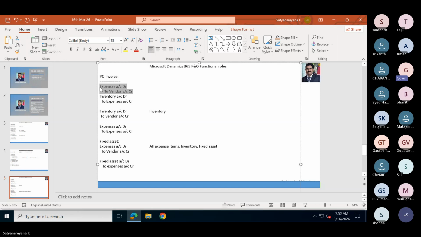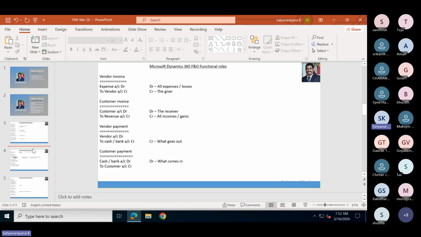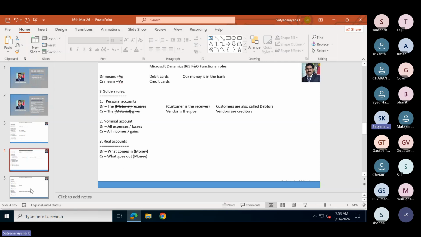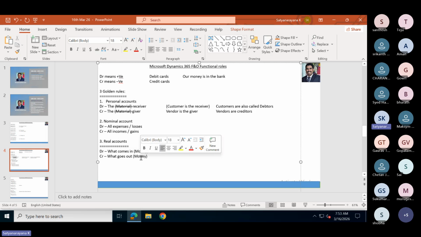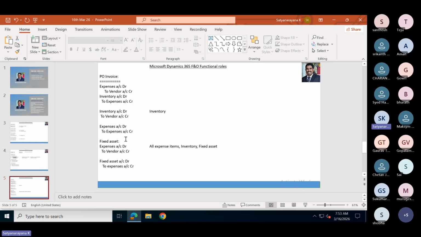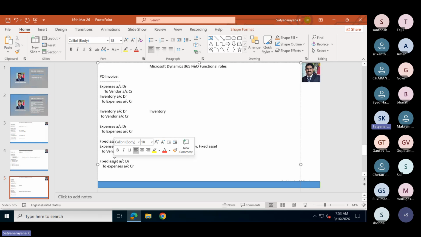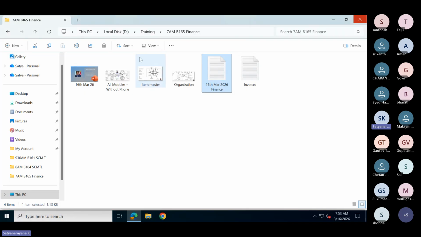I'm not talking about the rules, Satya. Is inventory a nominal account or real account as per you? Inventory is an asset. Real account or nominal account or personal account? Here I cannot bifurcate that. It is an asset. Real account is always debit, like cash and bank are real accounts. Inventory is an asset. Fixed asset is also an asset. So if you look at this one, let me open the file.